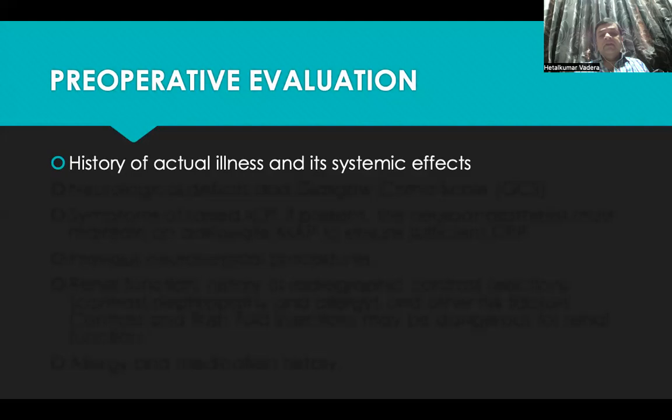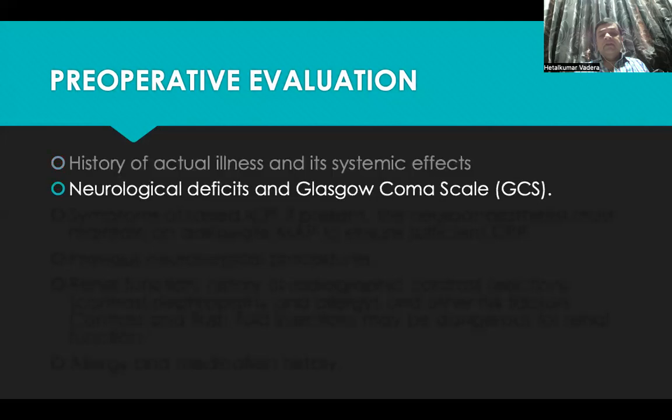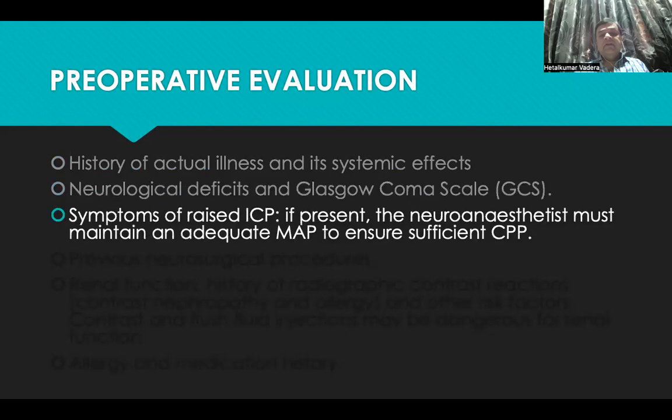Sometimes they have ruled out a bleed or tumor bleed. So most of the time these things are diagnosed, even if a patient has an aneurysm, it is also diagnosed. So history of the actual illness and its systemic effect we should look for. Neurological deficit and Glasgow Coma Scale are very important, because if the patient is not conscious enough, we should go straight away for a complete general anesthesia rather than going for conscious sedation.